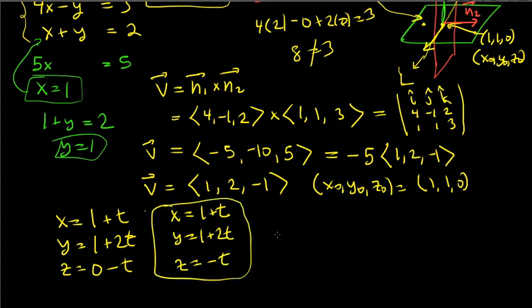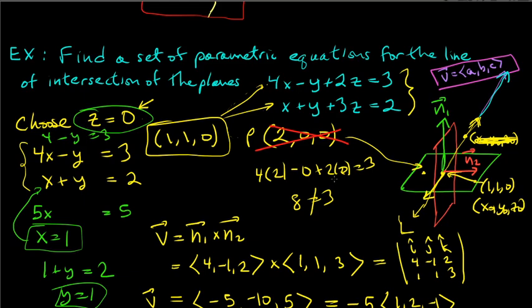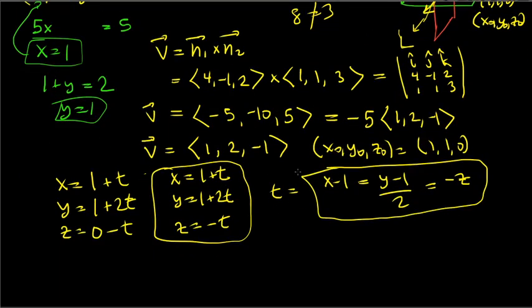And if you want symmetric equations, just solve for t. So you're going to get x minus 1 equals y minus 1 over 2 equals negative z. So those are the set of symmetric equations. I know they didn't ask for that, but in a different problem, they might. So just to make sure, these are parametric, and these are symmetric equations of a line.